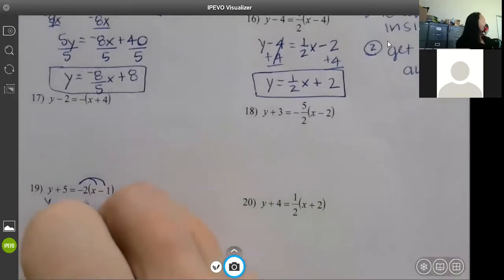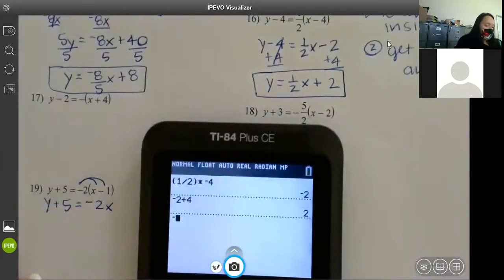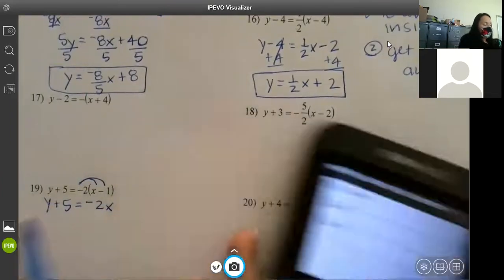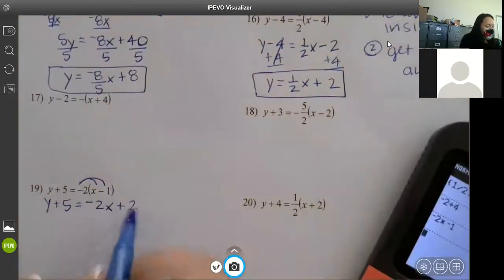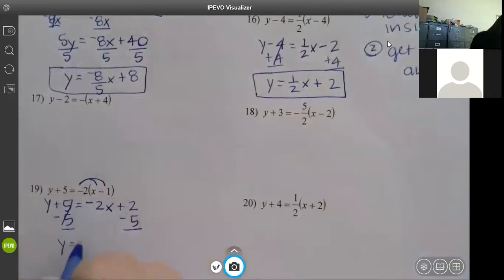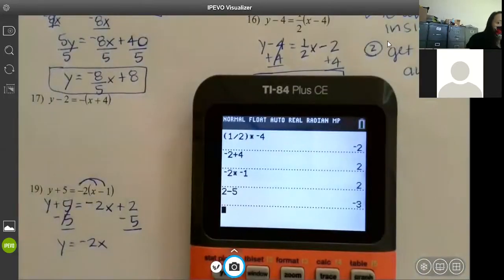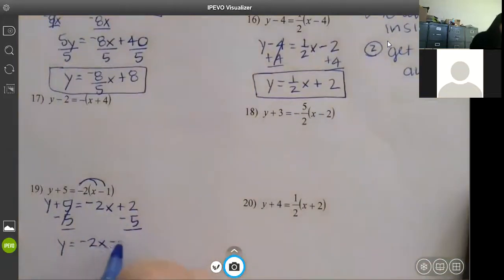Guys, you just squish them together. So what's -2 times x? -2x. If you have to, use your calculator. What's -2 times -1? +2. That's your first step, distribute. Second step is get y by itself. How do I get rid of +5? We're always going to minus it to the end. So we get y equals -2x. If you have to, use your calculator. 2 minus 5 is -3.